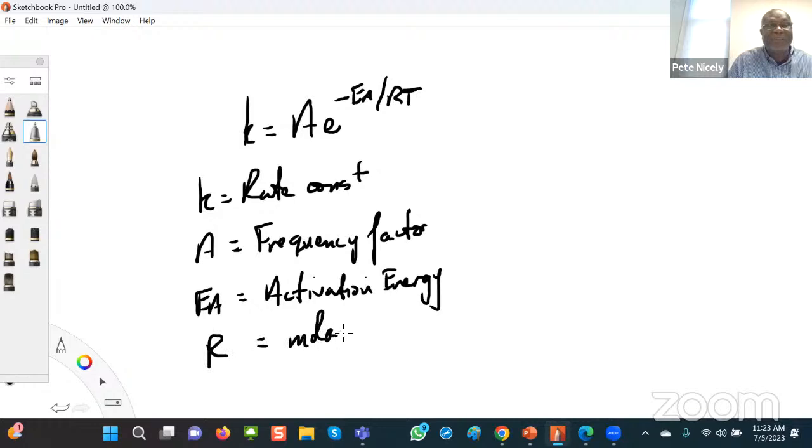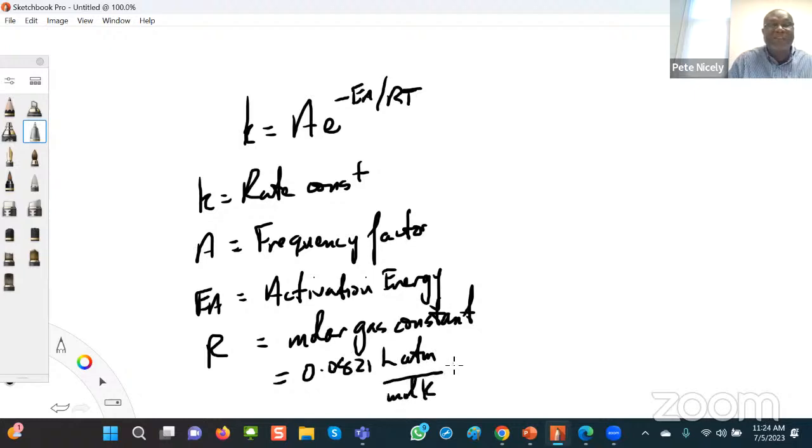Let me say something about the molar gas constant for a minute before I move on to the other terms. The molar gas constant that you're probably more familiar with is 0.0821 liter atmospheres per mole Kelvin, right? But there's another way of expressing the molar gas constant based on different units, and that is 8.31 joules per mole Kelvin, all right?